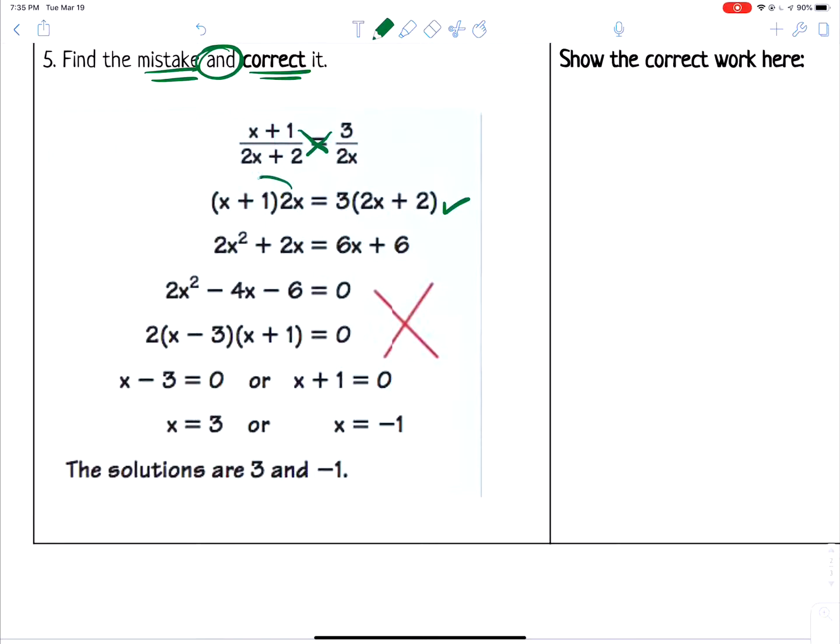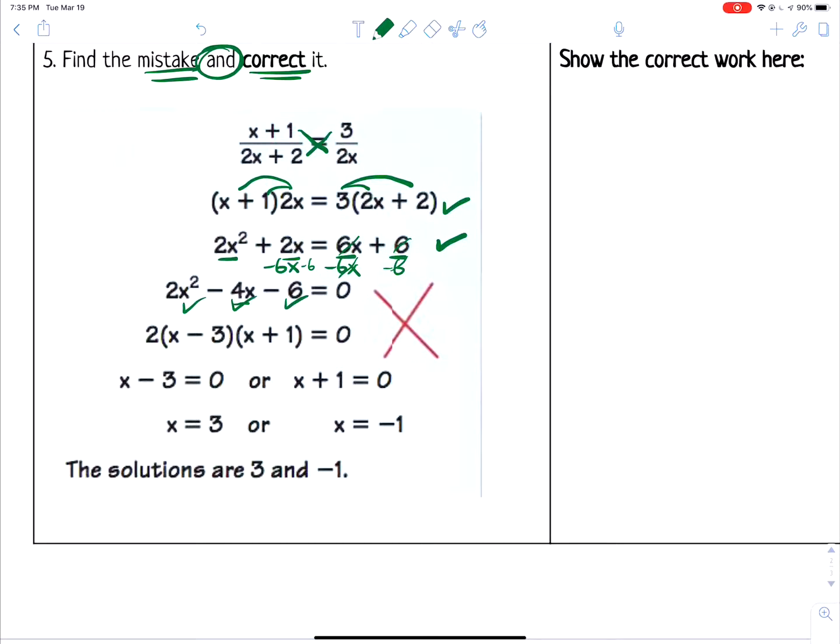And then if you distribute the 2x, you get 2x squared plus 2x. So that looks okay over there. And if we distribute the 3, we get 6x plus 6. So that step looks okay as well. Then it looks like they've moved everything to one side. So if we subtract 6x, then that would give us the negative 4x they've got there. And if we subtract 6 from both sides, that would be okay too. So all of those look okay.